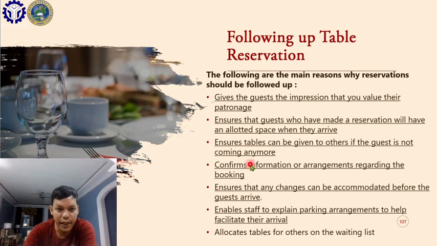Number three, it ensures tables can be given to others if the guest is not coming anymore, and also confirms information or arrangements regarding the booking. It also ensures that any changes can be accommodated before the guests arrive, and enables staff to explain parking arrangements to help facilitate their arrival. And lastly, it allocates tables for others on the waiting list.